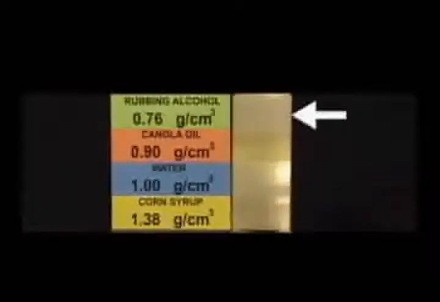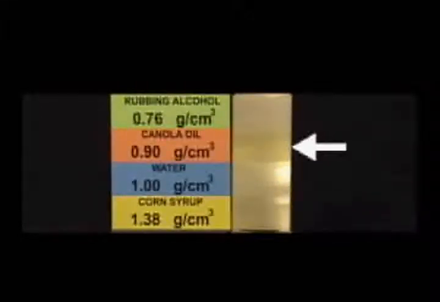Canola oil is more dense than rubbing alcohol, at 0.90 grams per cubic centimeter, so it sinks beneath the rubbing alcohol. Water, yet a little more dense, at 1 gram per cubic centimeter, sinks beneath the canola oil. Corn syrup, the most dense substance, at 1.38 grams per cubic centimeter, sinks to the very bottom of the cylinder.